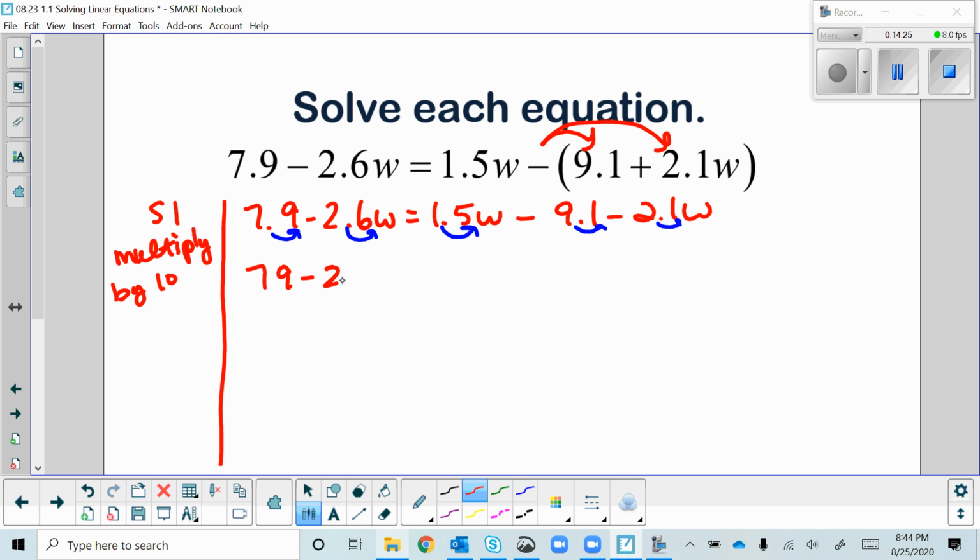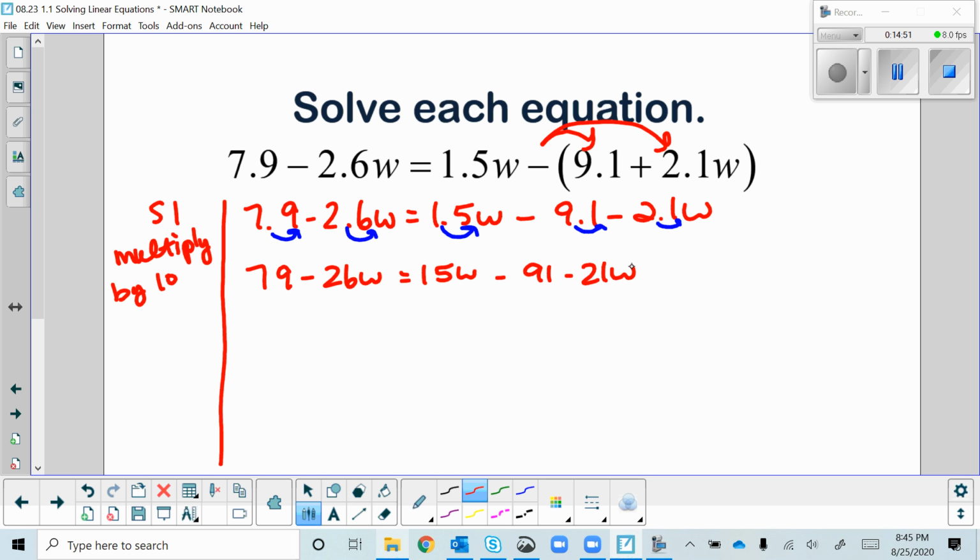79 minus 26W equals 15W minus 91 minus 21W. Now you notice we have no more decimals, and some people like to work like that with no decimals. Some people are comfortable with decimals, others are less comfortable, and so this is a way to get rid of them if you so choose.